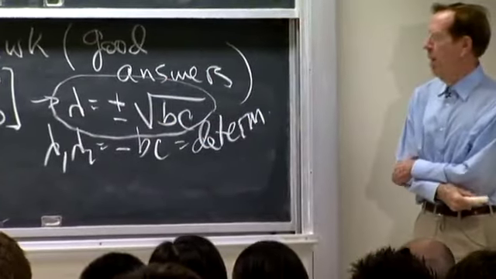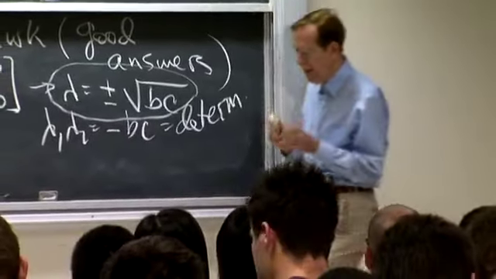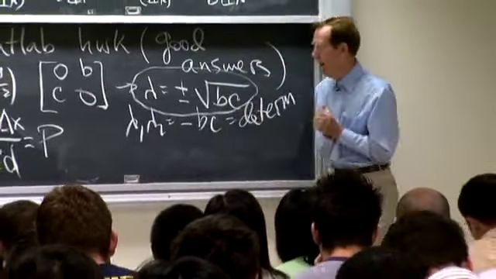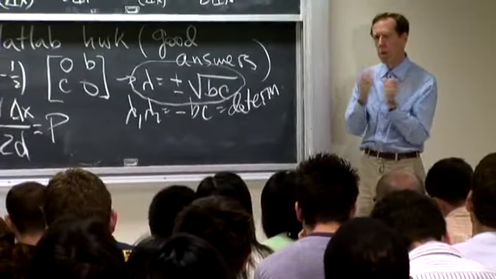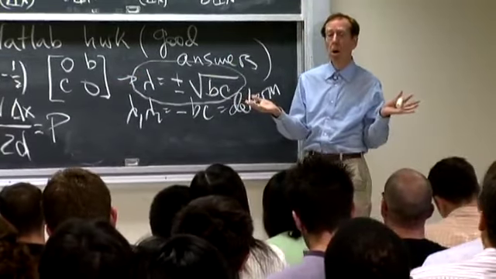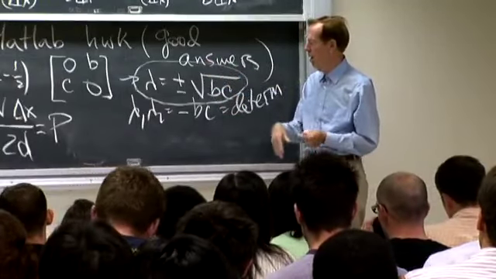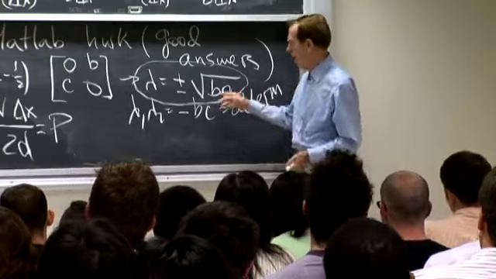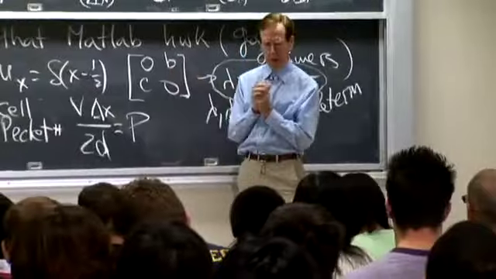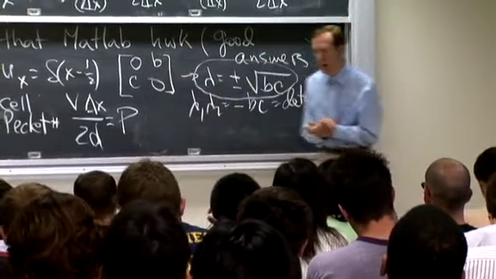Okay, now, let me ask you about the signs of b and c. If b and c have the same signs, like maybe even equal, 1, 1, what are the eigenvalues? So in that symmetric case, if b and c are equal, say equal to 1, the eigenvalues are plus and minus 1. But what if the signs are opposite?